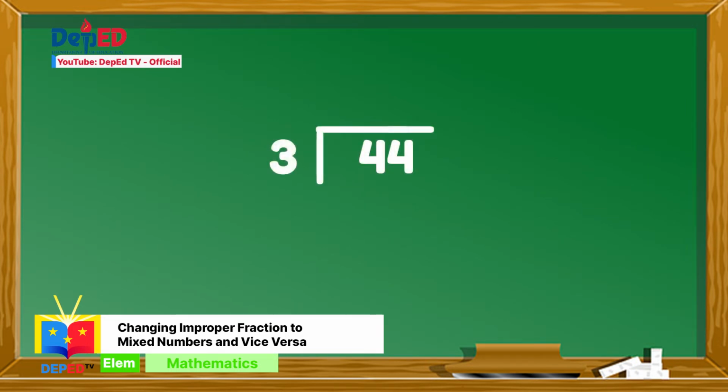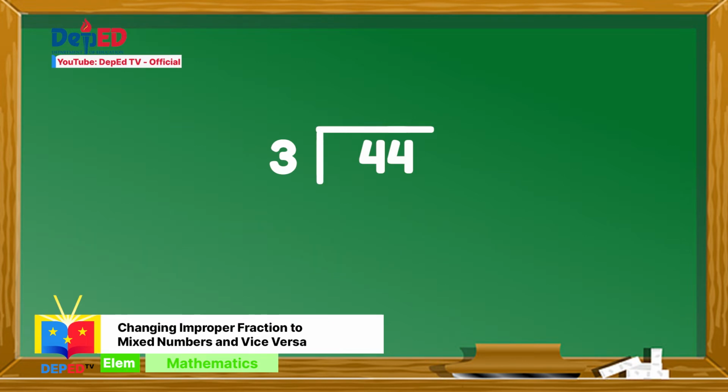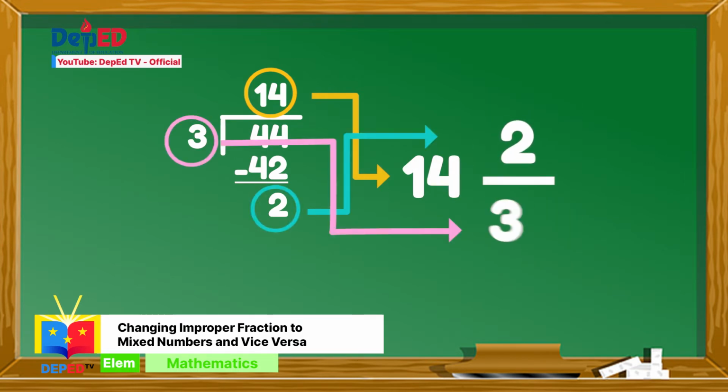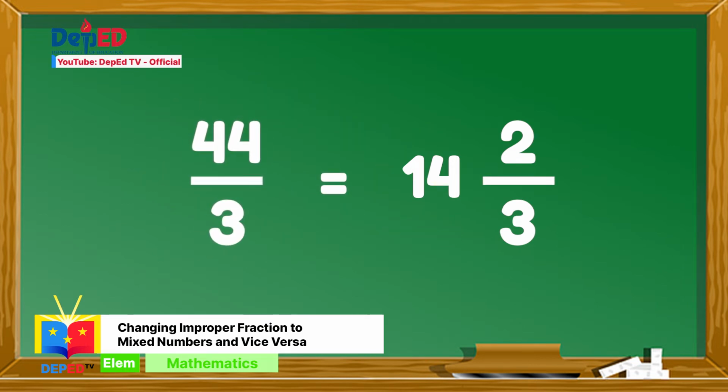44 divided by 3. Since 3 cannot divide 44 in equal parts, we will have a remainder. But note that there are 14 3s in 44, since 14 times 3 is 42. Then, we subtract to get the remainder. 14 is the whole number. 2 is the numerator and 3 is the denominator. 44 over 3 is equal to 14 and 2/3.